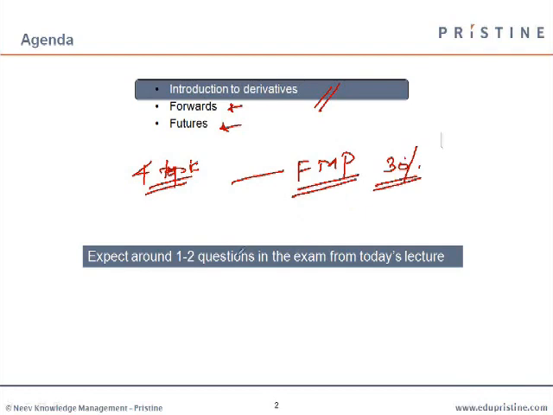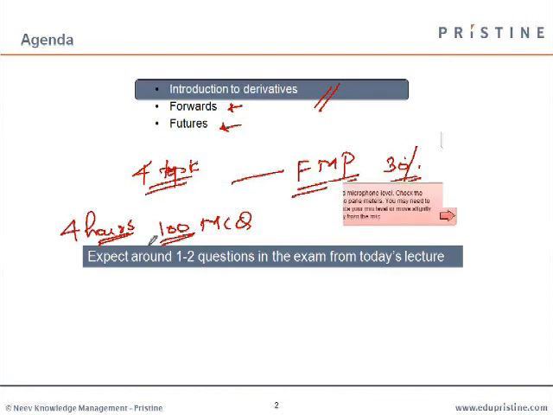Now, what does all this mean from an exam perspective? The FRM exam is conducted as multiple choice questions. Especially your Part 1, which is called Level 1, is a multiple choice exam. The exam is going to be 4 hours in duration, and there will be 100 multiple choice questions. Each question will have 4 choices. You're supposed to go for the most appropriate choice. Previously it used to be 2 sessions of 2 hours each. Now we have merged that into 1 full session of 4 hours.